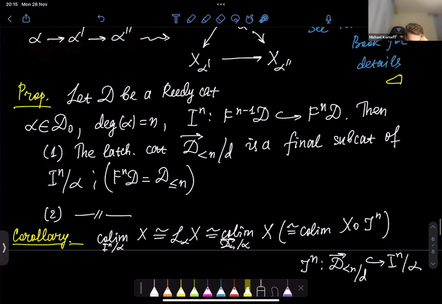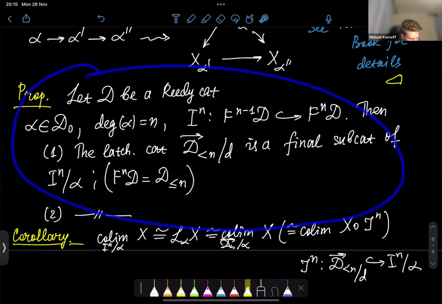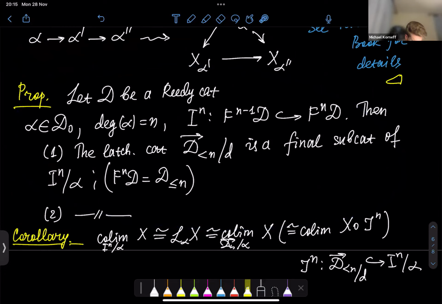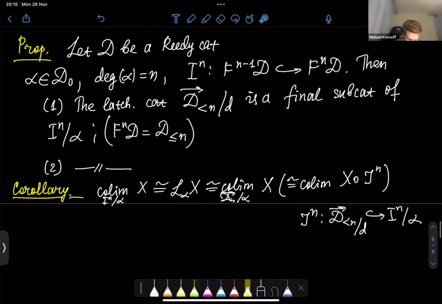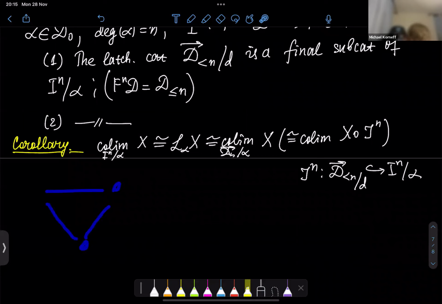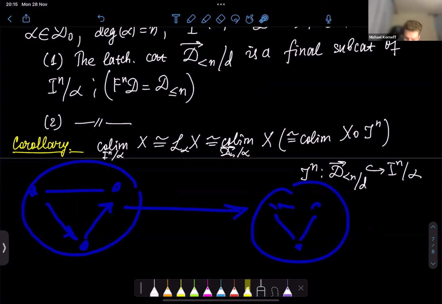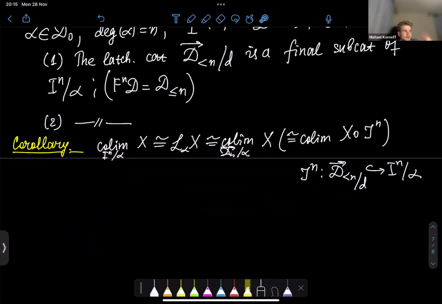And I suppose that I can omit the proof of this technical proposition, but it's quite easy, because you should just use the criterion for finality. You should just find the path between triangles. It can be easily done from the axioms of the Reedy category.